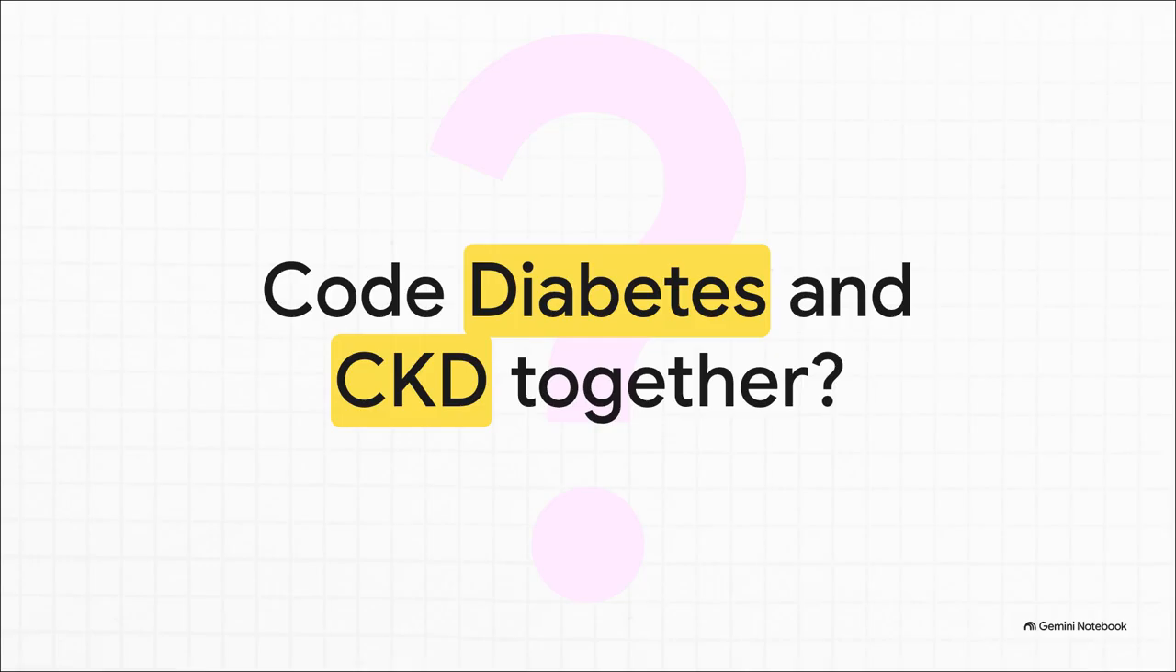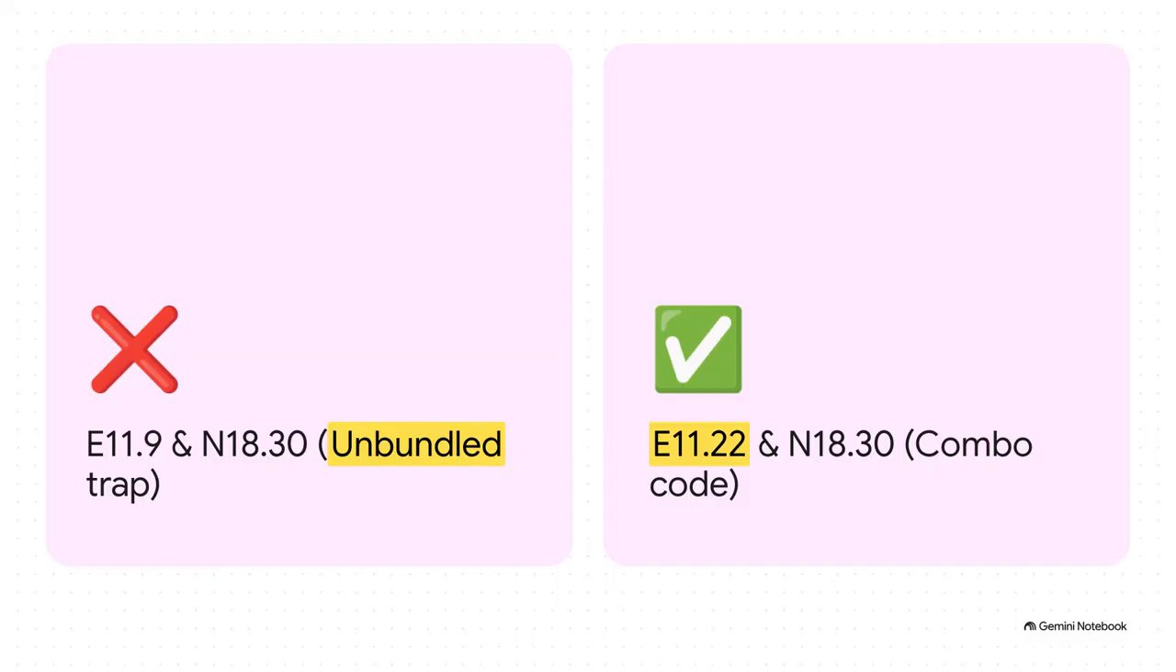So what do you do? Now, what's really interesting about this slide is how easily people fall for the distractor. The trap is picking E11.9, which is type 2 diabetes without complications, and just adding a separate code for the CKD. I mean, it feels safe, right? Because the doctor didn't explicitly write diabetic chronic kidney disease. But unbundling into E11.9 is a massive score-killing mistake. The reality is you absolutely must use the combination code E11.22 for type 2 diabetes with diabetic chronic kidney disease, followed by the CKD stage. Why? Because the manual makes the connection for you.